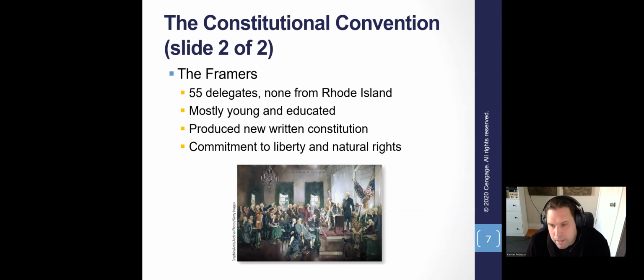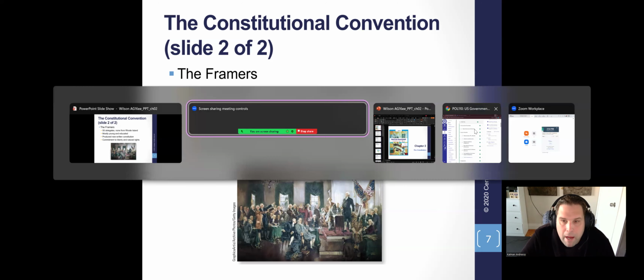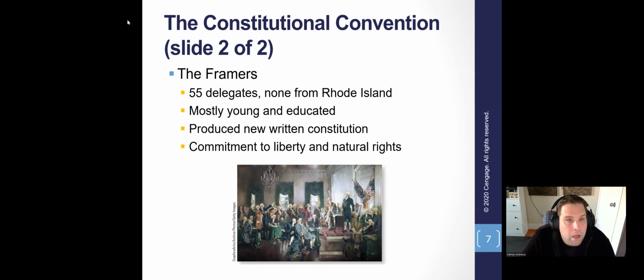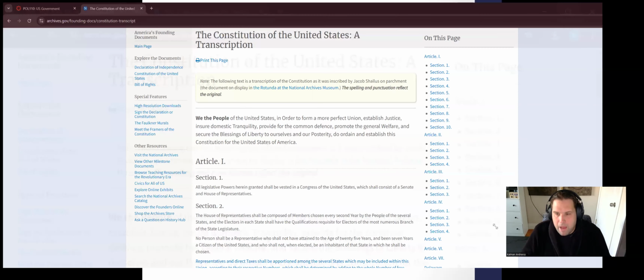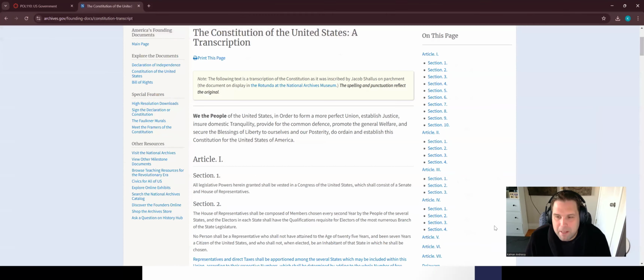And, after a good amount of time, they produced a new written constitution with a significant commitment to liberty and natural rights. And I would like to really quickly try to give a little bit of a rundown of what the final document sort of looked like.